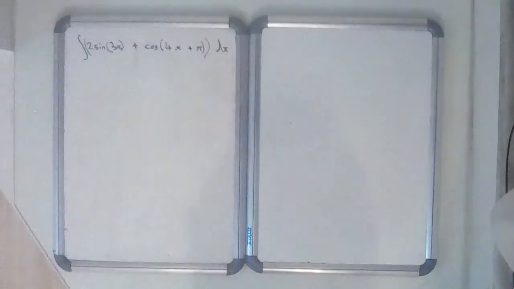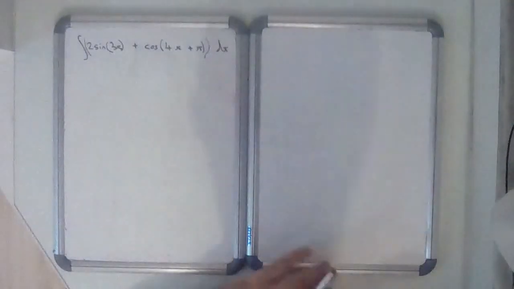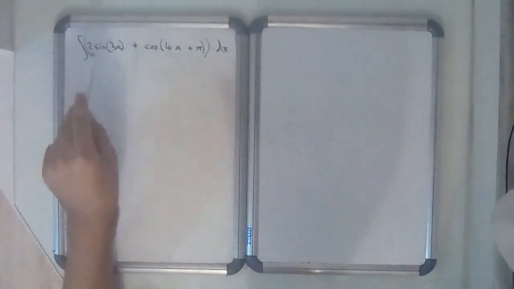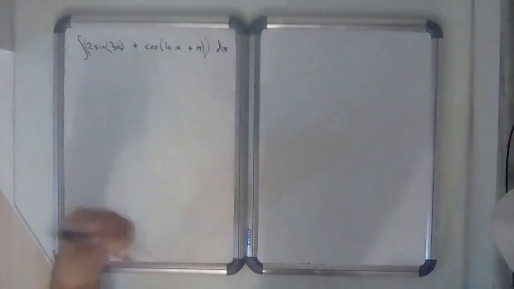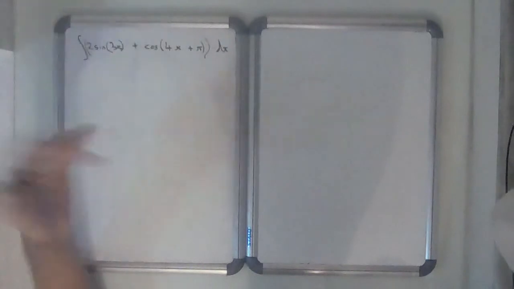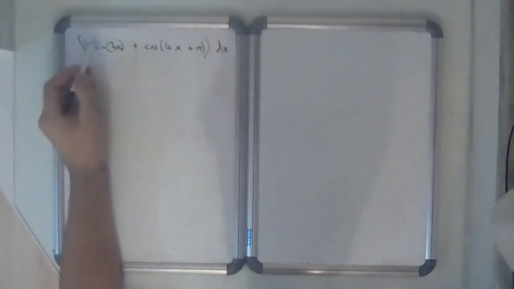Okay, here's an integral involving nested trigonometric functions. So integrate with respect to x 2 sine 3x plus cos 4x plus pi. Now you might be getting quicker at this and thinking about how you would differentiate. You might know that, say, minus cos differentiates to sine.